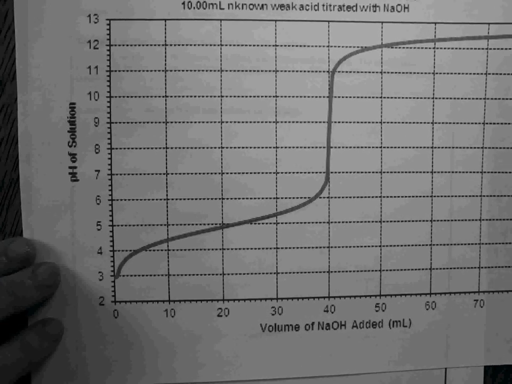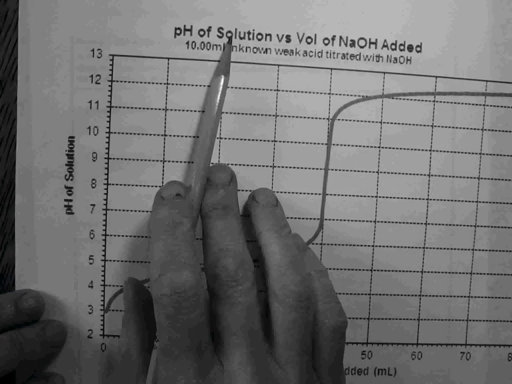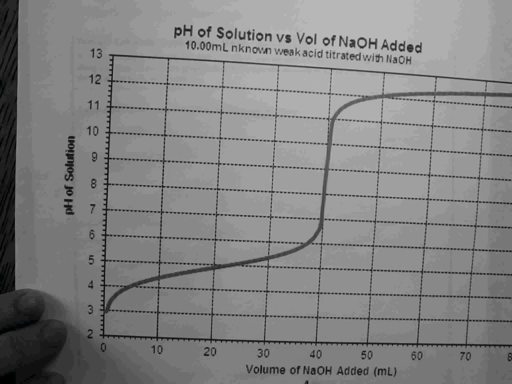Some points you want to note is that make sure you have a title, that each of your axes are labeled, that it's clear what the units are on each of these axes, and that you have your values labeled on each side.